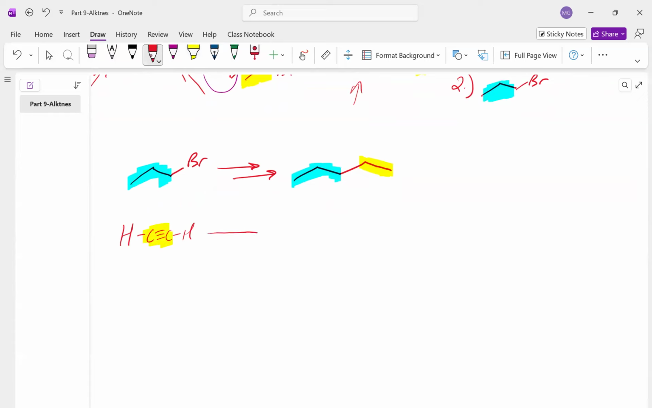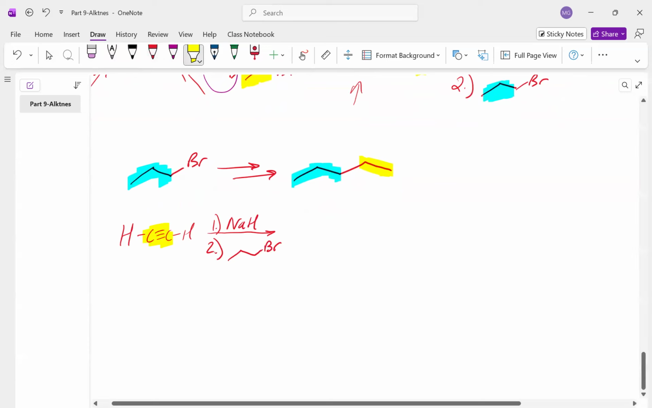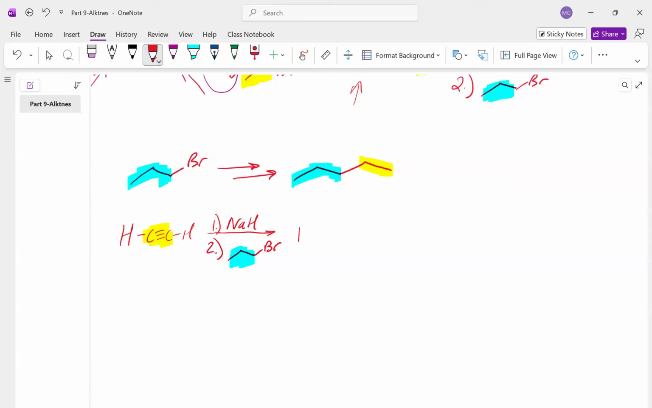And if I add a strong base, actually, I'll switch it up. Let's use sodium hydride, and an alkyl halide. Notice that's where those three carbons come in. I now have my five carbon chain.